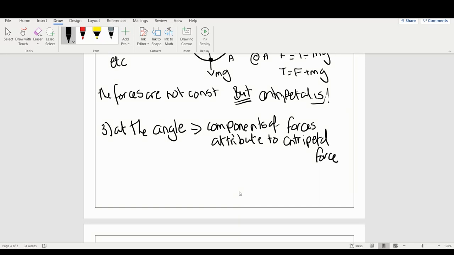A really good example here is if I had a car, here's a box here. I've got my weight downwards, my mg there, and I have my reaction here, force there. So it's moving around in a circle like this. So that is where F should be. There's theta. So I know that R cos theta is my F there. Okay, so it's components of forces. So at the angle, components of forces are attributing actually to the centripetal force. They're the thing causing the centripetal force.